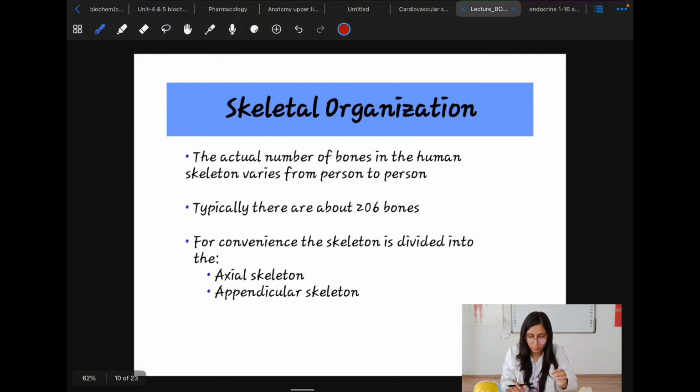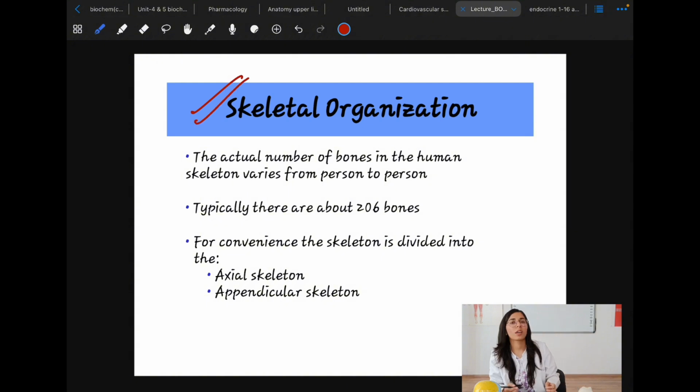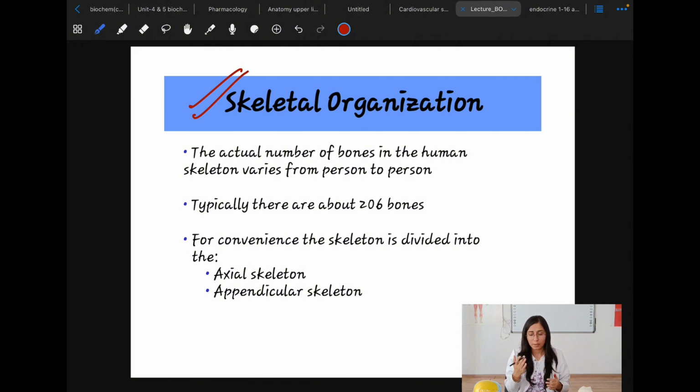Then the skeletal organization. Let's talk about the skeletal organization. The basic organization of our skeletal system is divided into two categories, the appendicular system and the axial system. The actual number of bones in the human skeleton varies from person to person and also with age. If we talk about an infant, the baby will have more than 206 bones, because his or her body is not fully developed. And typically, an adult has about 206 bones.